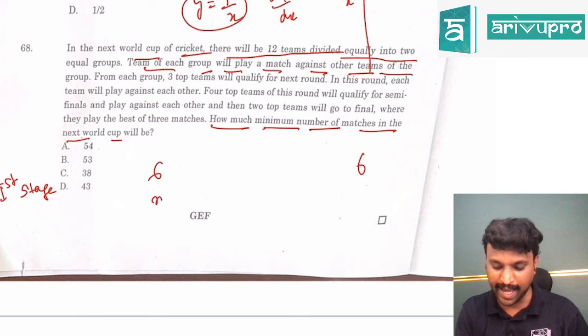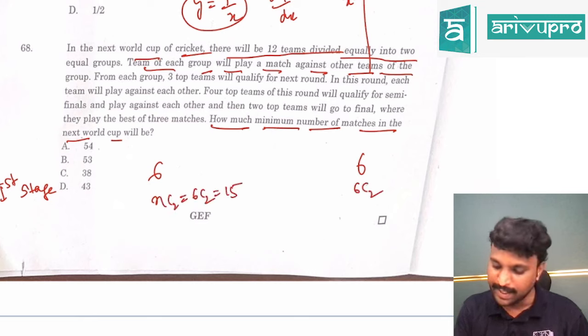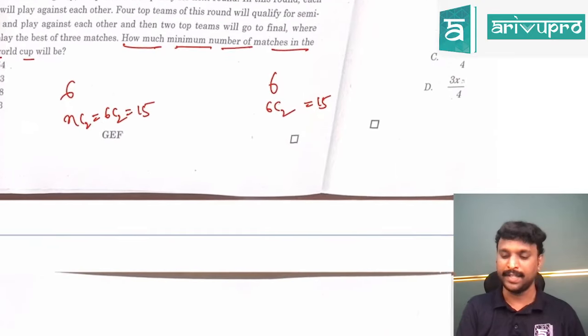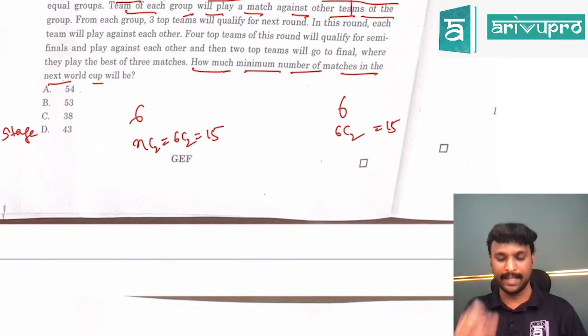Guys, what's the formula? nC2. That means 6C2. What is 6C2? 15. 6C2 again 15. This is stage 1. Stage 1, how many matches? 15 plus 15, 30 matches.